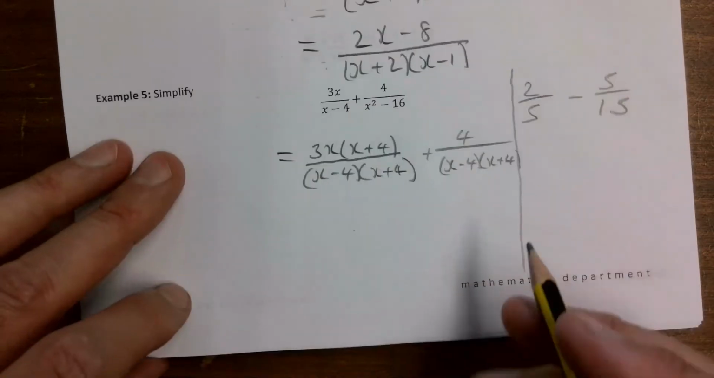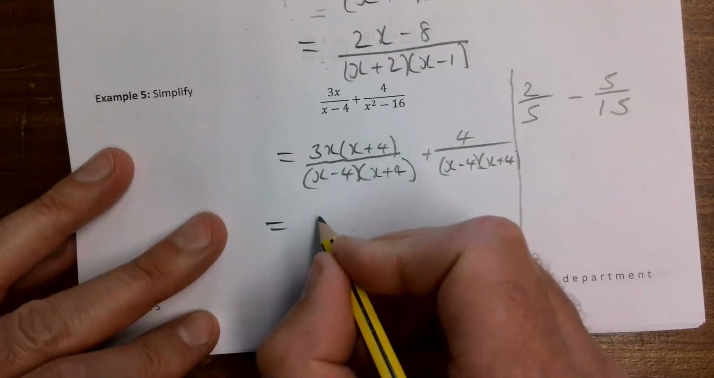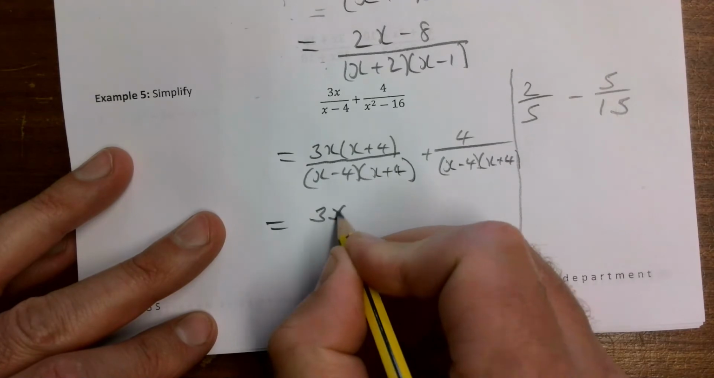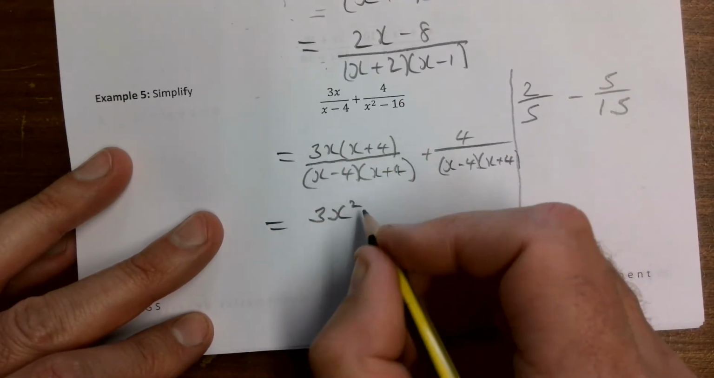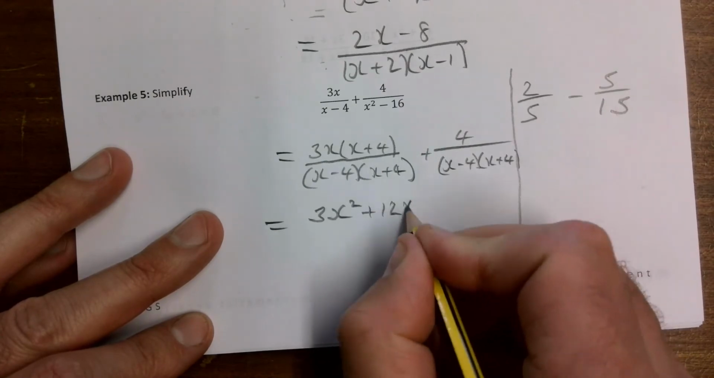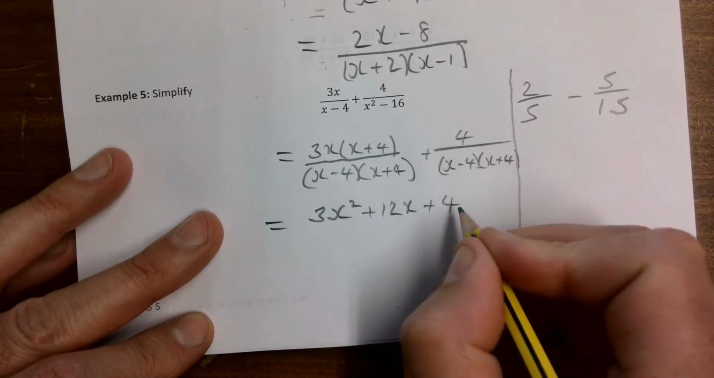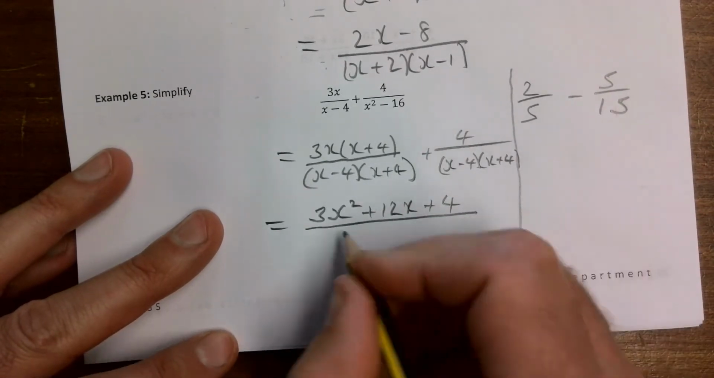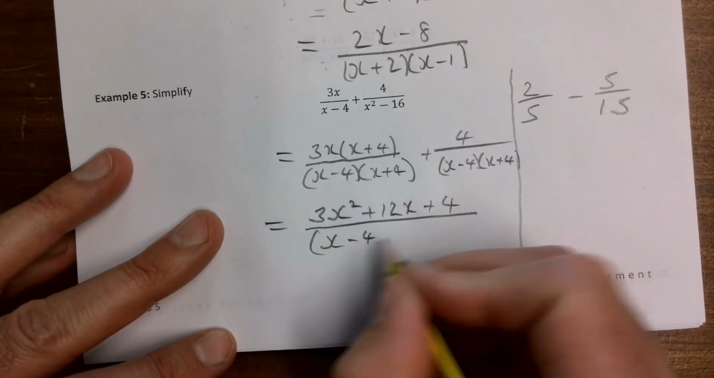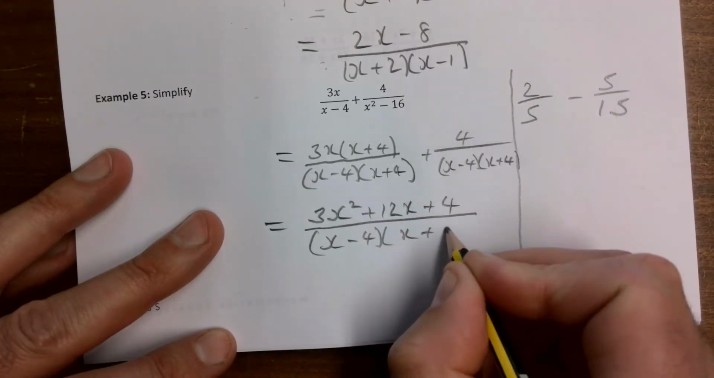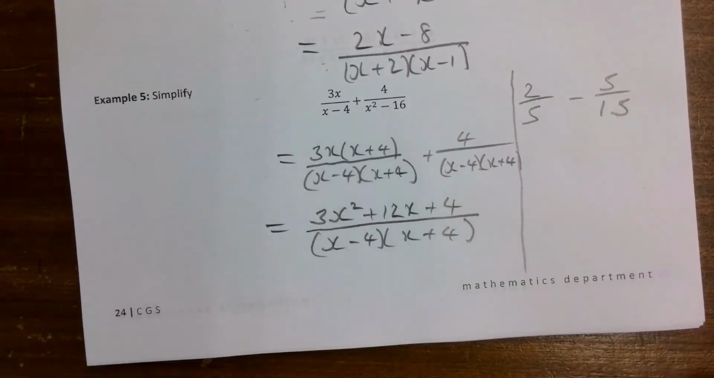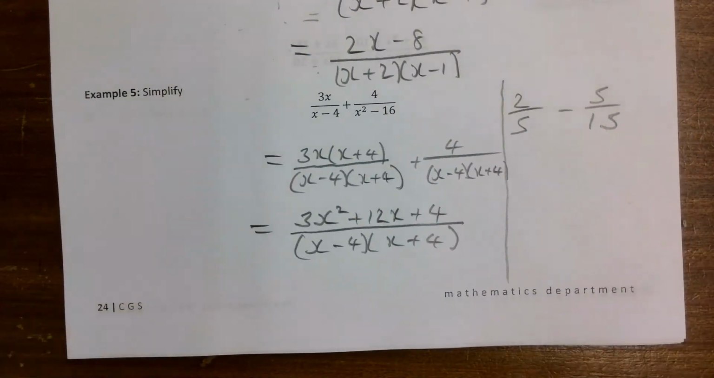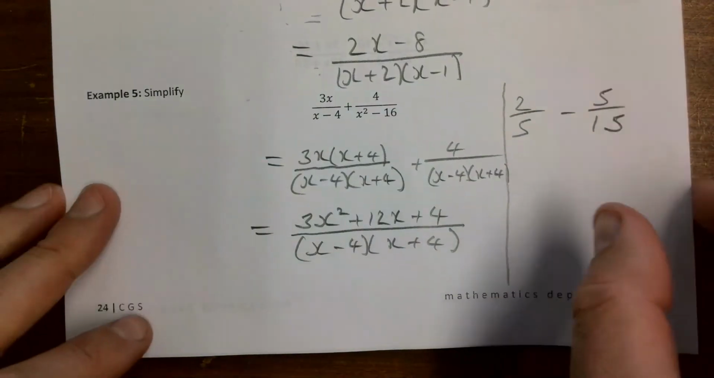So that's us almost there. Tidying up our top line then, so we're going to have 3x squared plus 12x plus 4 all over x minus 4 upon x plus 4, or if you want, it might look a wee bit tighter if you write x squared minus 16 then as your final line as well. Either of those will be fine.